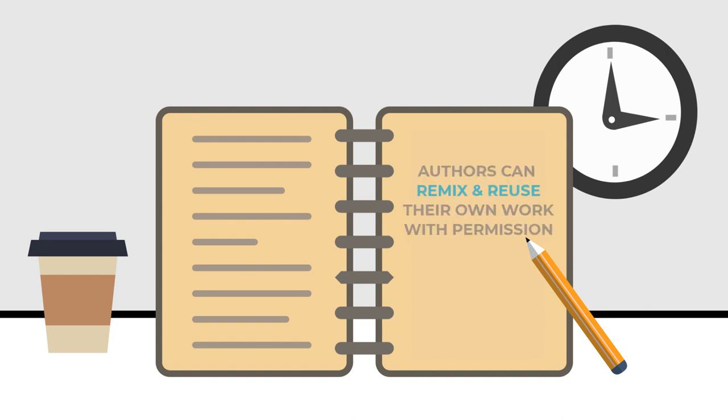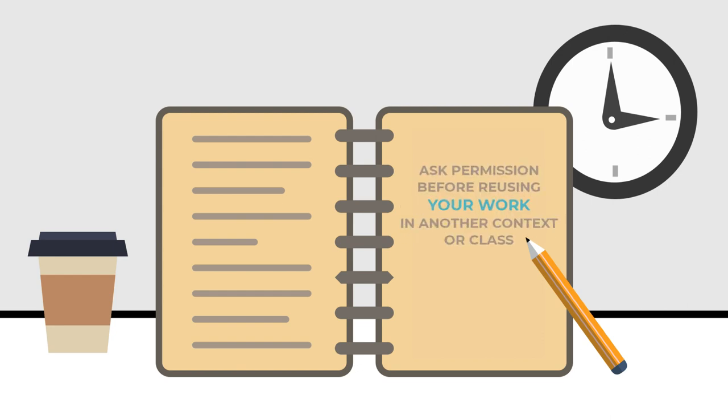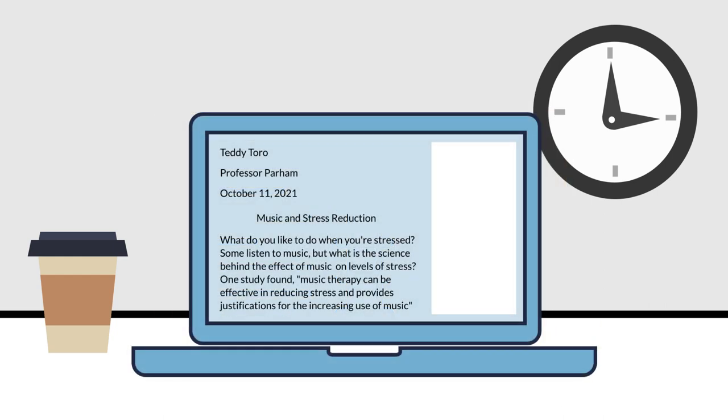Sometimes authors will remix and reuse their own works in different contexts. In the scholarly world, you might cite yourself or ask permission from your publisher to reuse material you've presented elsewhere. Here at CSUDH, you'll also need to ask before reusing your work in a different context or class to maintain academic integrity. Some instructors might also use software like Turnitin to check for originality.